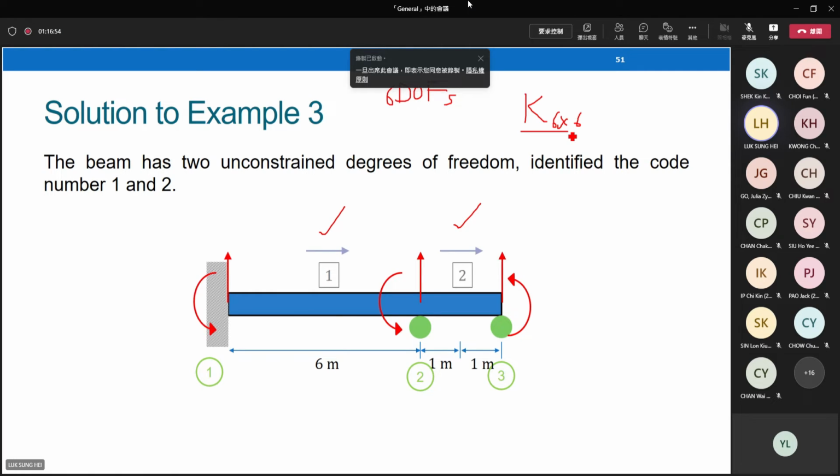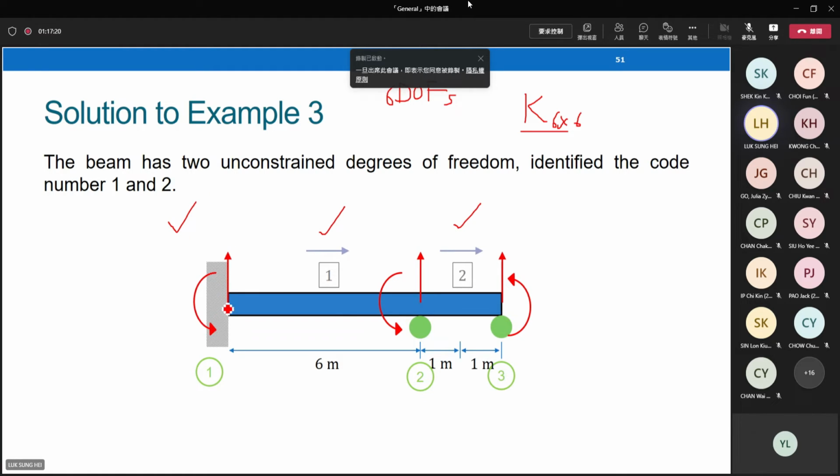And then second, assign the code number 1, 2, 3, 4, 5, 6. I think I'm also using the textbook method in this example. The textbook method means you have to identify where you have unknown displacement and where you have known displacement. We can consider each node separately. Say, for example, we start from the left and then go to the right.